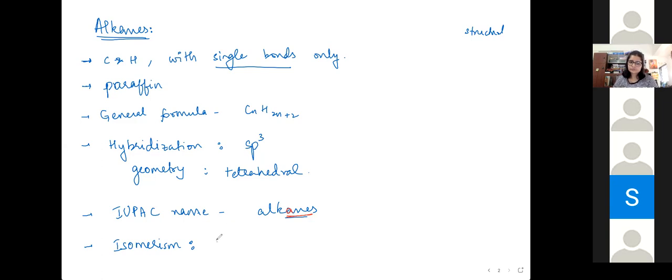Chain isomerism. Positional isomerism. Cool. Chain and position. Would you find any functional group isomerism? No, there are only two elements in it. So no, only two elements. Functional group. Metamerism, would you find it?